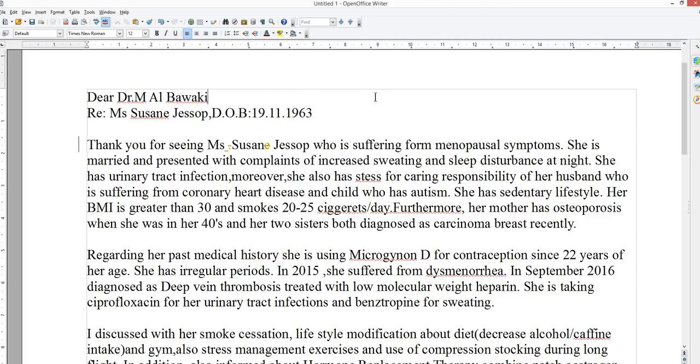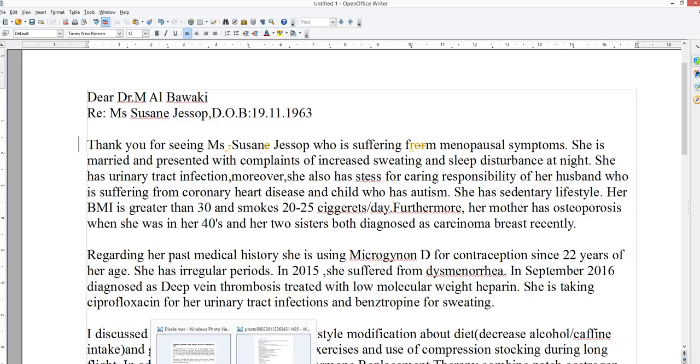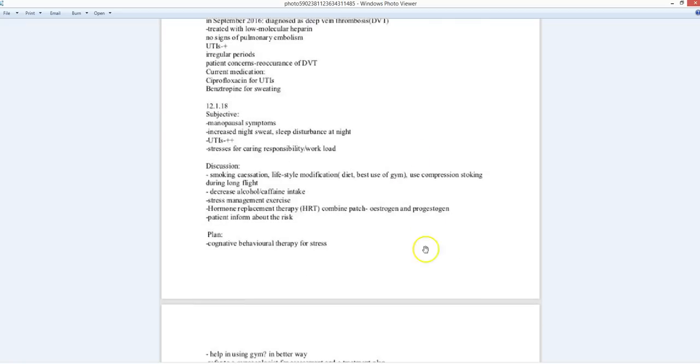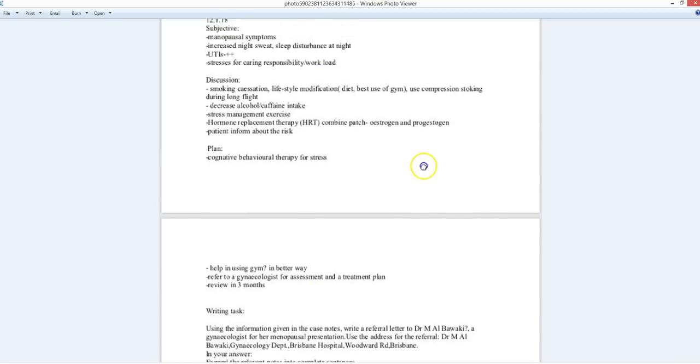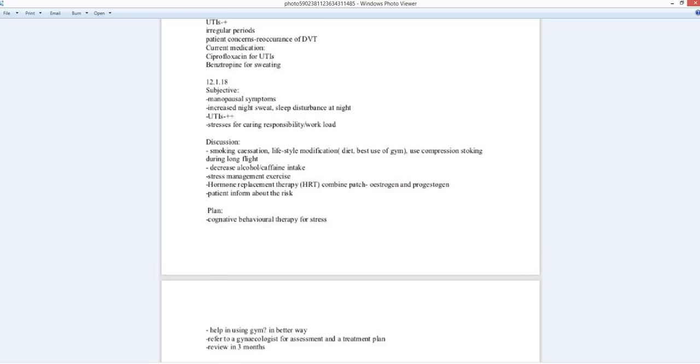Okay, so thank you for seeing Miss Susan Jessop, who is suffering from menopausal symptoms. So what you need to basically do first, we need to tell the reader what we want him, her, them to do. So go back to the task. Again, what do we want the reader to do? We want them to assess them and produce a treatment plan for this patient.